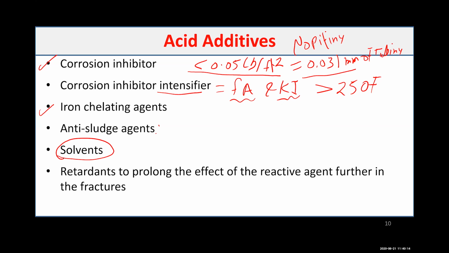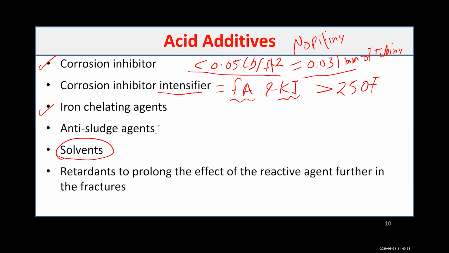We saw that the calcium carbonate was being covered by an organic material, maybe asphaltene, maybe paraffin, maybe any organic component that can work as a barrier between HCl and the calcium carbonate, or the material that we'd like to dissolve. So that's why we need to have a solvent.